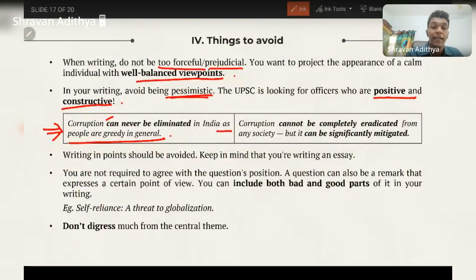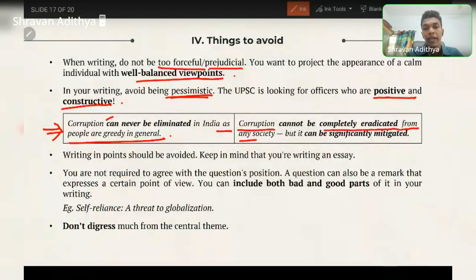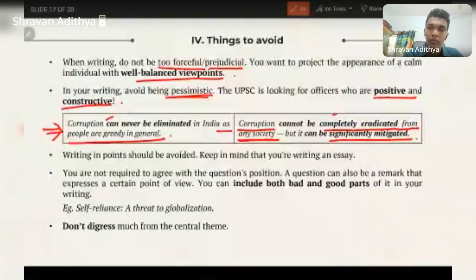So if you write a statement like this, you come out as a pessimistic person, someone who has a negative attitude. Instead, you can write the same point like this: corruption cannot be completely eradicated from any society, but it can be significantly mitigated. You are again saying the same thing, that it cannot be completely eradicated, but it can be significantly mitigated. That is, it can be significantly reduced. We can take some steps. So this is a positive sentence.